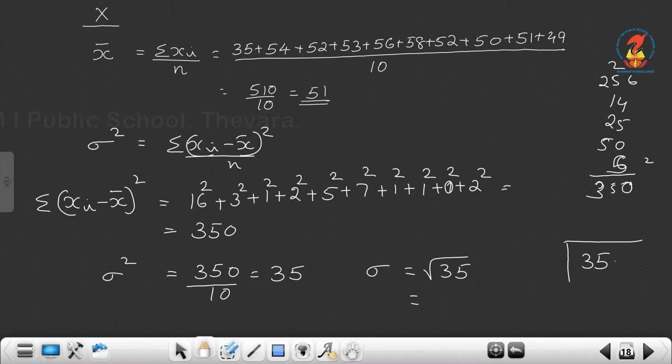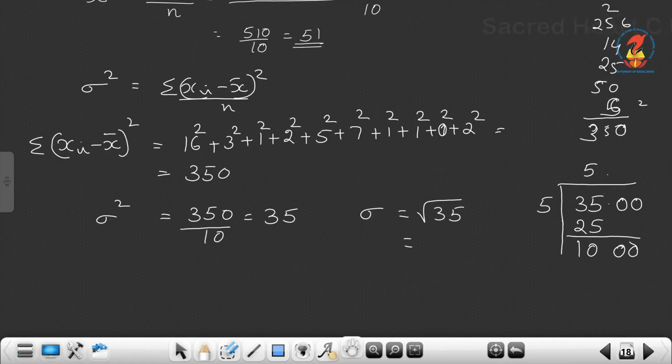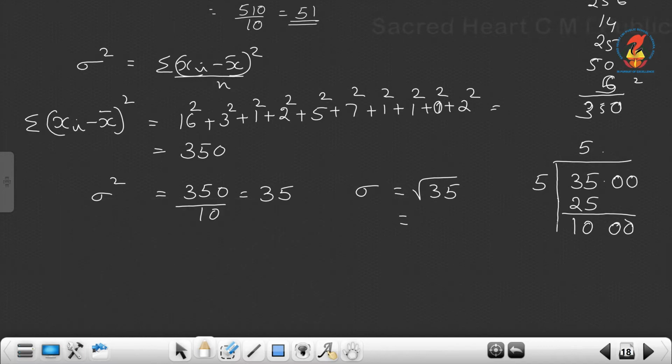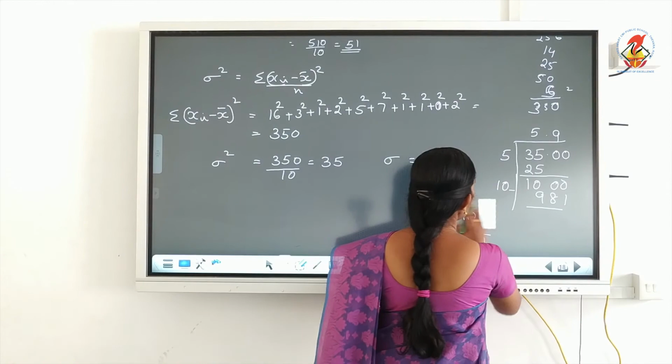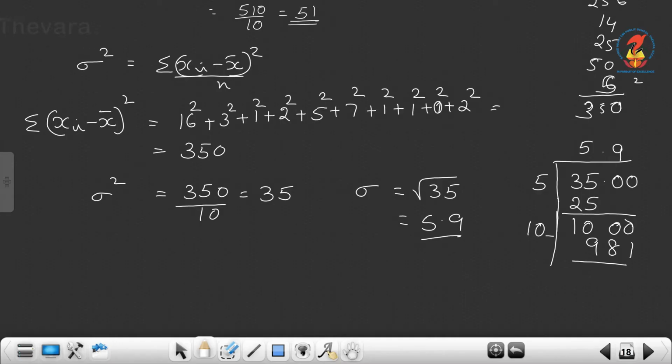Write 35 and put the decimal point with 00. 6 6s are 36, so we take 5, 5 5s are 25, leaving 10, then 00. Put the decimal point, then write the double of 5, which is 10, and then we have to put a number on the right side, giving 5.9 and a bit more. If you want, you can find one more decimal point, but it is 5.9. This is for the first one, that is X.